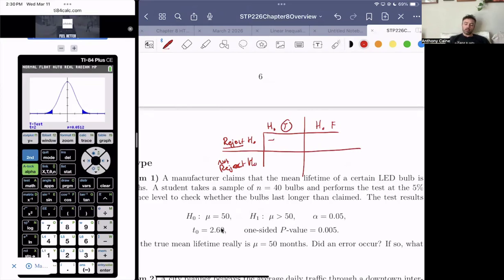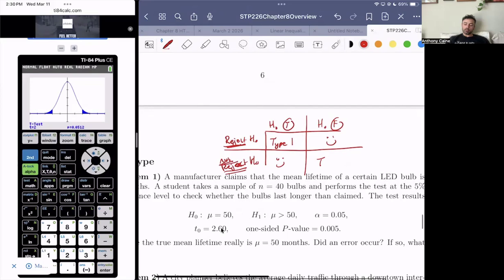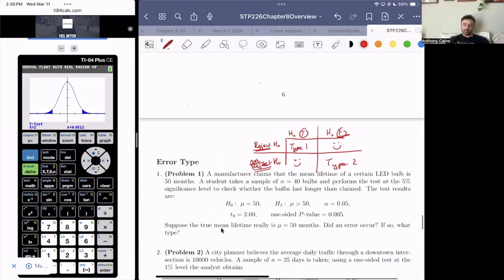If we reject something that is true, we made a mistake. We made an error. That's called a type 1 error. If we reject something that's false, we did a correct decision. If we do not reject something that's true, we did a correct decision. And if we do not reject something that is false, we made a type 2 error. You should have this on your exam reference sheets unless you are fully confident that you memorized it. But these are error types.